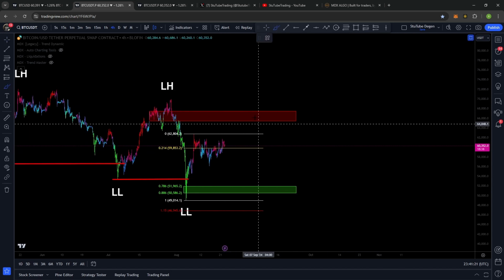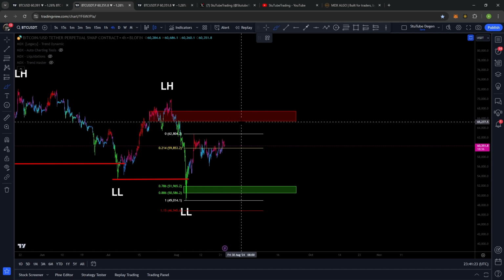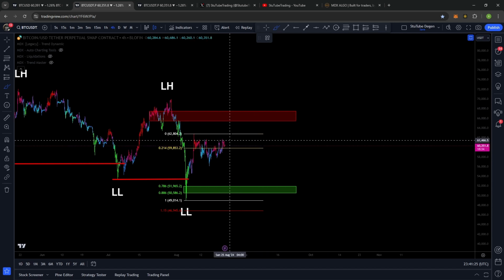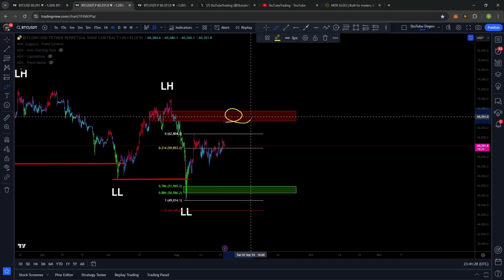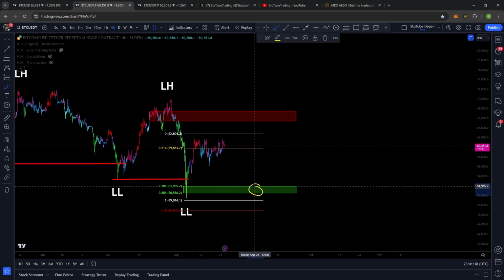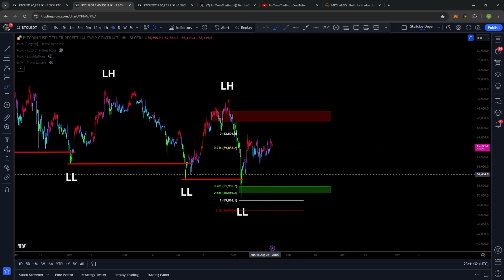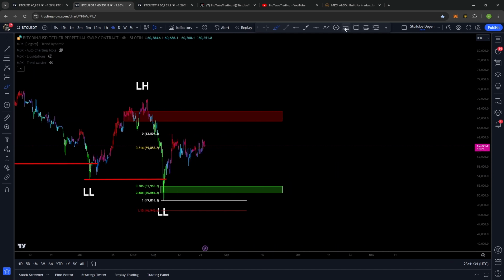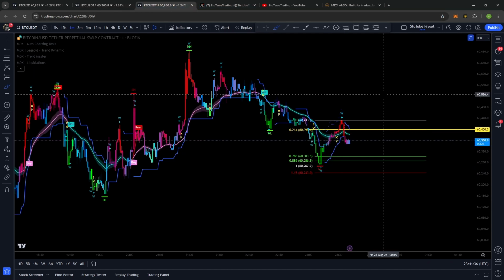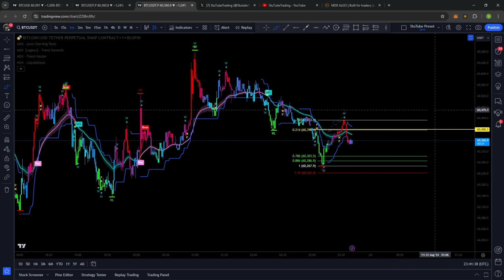So as far as the macro picture goes, if we can break out of this range to the upside, we're targeting this red box. We break to the downside, we're targeting this green box. But so far we're just kind of trending sideways here. Let's jump back to the shorter time frames.